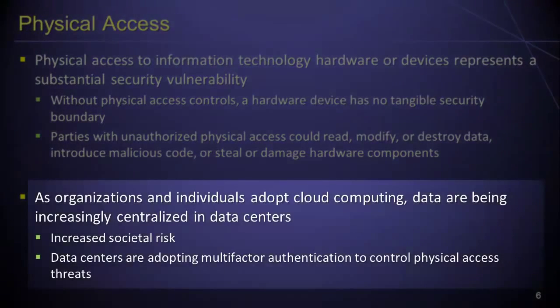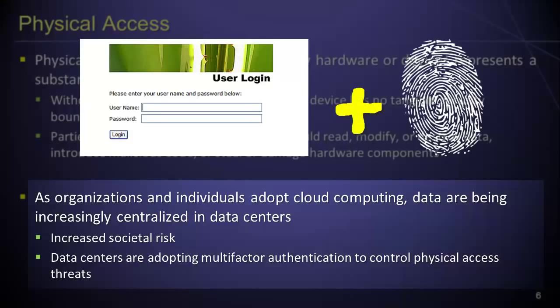As organizations and individuals adopt cloud computing, the result is that data are being increasingly centralized in a relatively small number of physical locations, such as shared data centers. From the perspective of vulnerabilities associated with physical access, this consolidation of data represents a sizable increase in risk for society. A single physical access breach, for example, now has the potential to compromise the confidentiality, integrity, or availability of many individuals' or organizations' information assets. To engender trust, and as a method of combating this increased risk due to consolidation, major data centers are gradually adopting multi-factor authentication to control physical access threats.